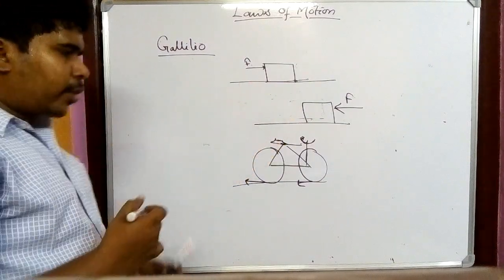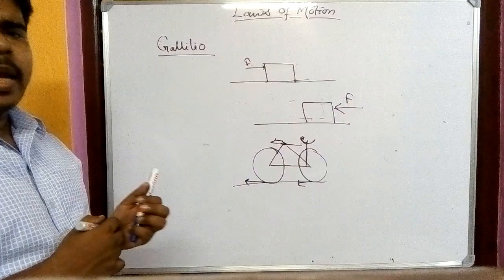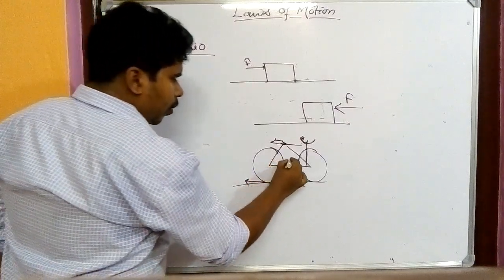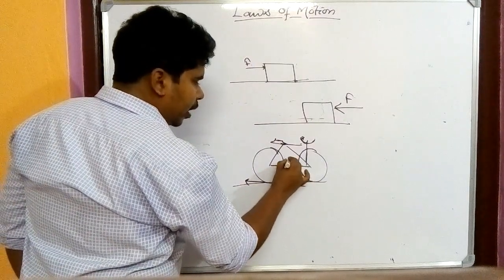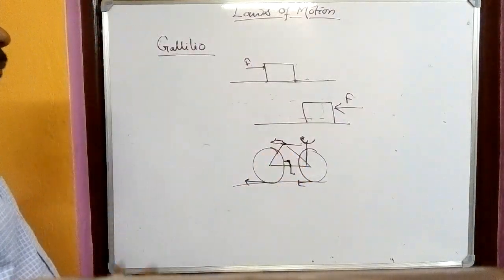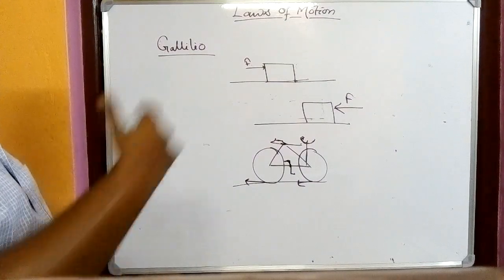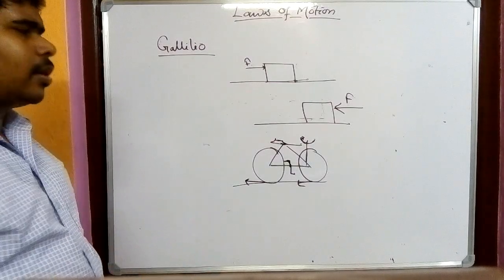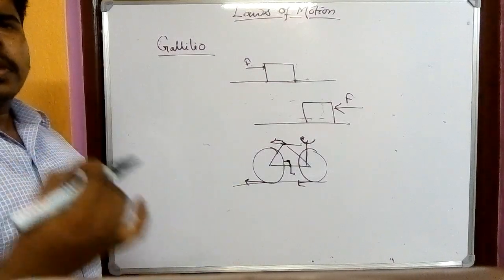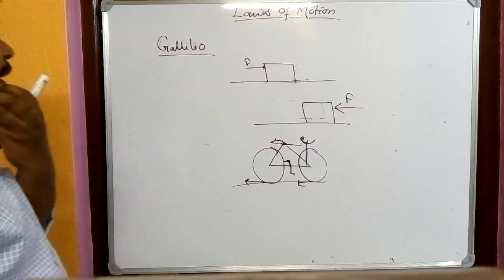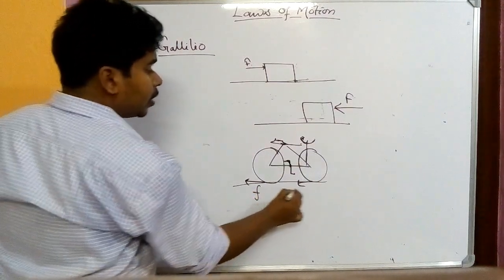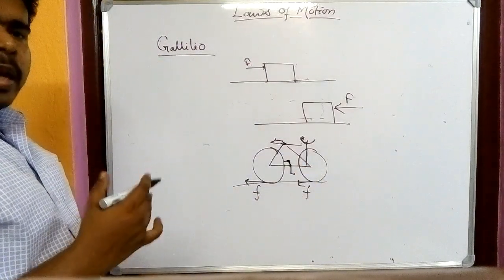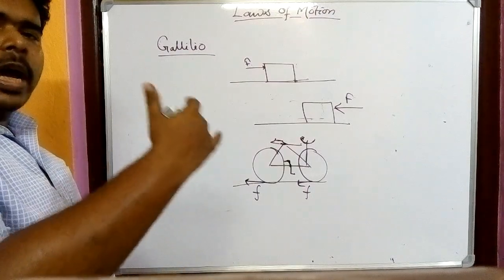We think, yes, if we move our cycle on a plain path, then after stopping the pedal it will cover more distance. But if you move on a road where there are many gravels, then if you stop the pedal, after moving a certain distance it will stop. That means an opposing force is acting on it, that's why it stopped. If no opposing force is given, then the cycle will move and move.